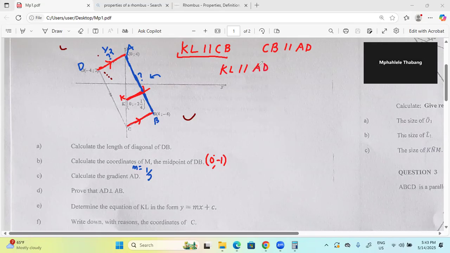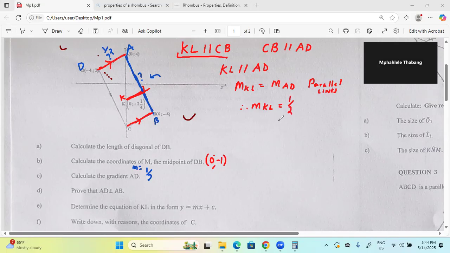And we know that lines that are parallel have the same gradient. The gradient of AD is 1 over 2, it was calculated. So this means that the gradient of KL is also 1 over 2. I will say m of KL, the small m referring to the gradient, equals m of AD, reason: lines that are parallel have the same gradient. Therefore, the gradient of KL is 1 over 2.